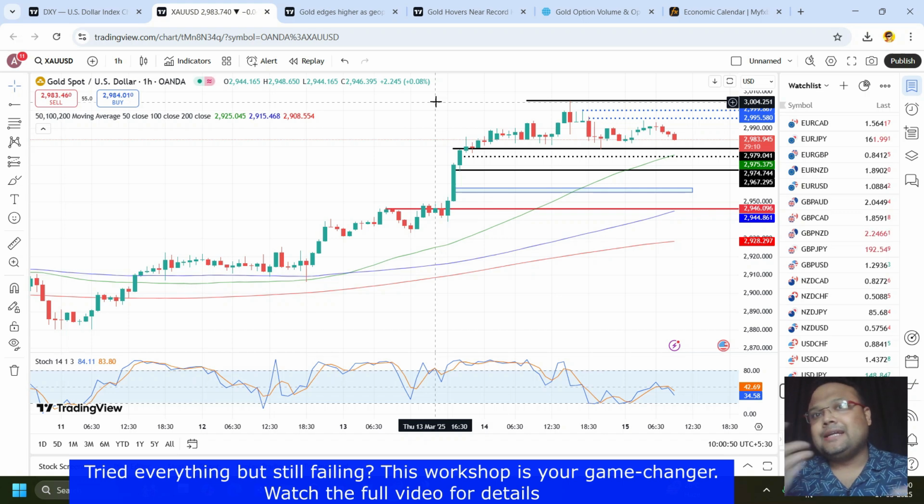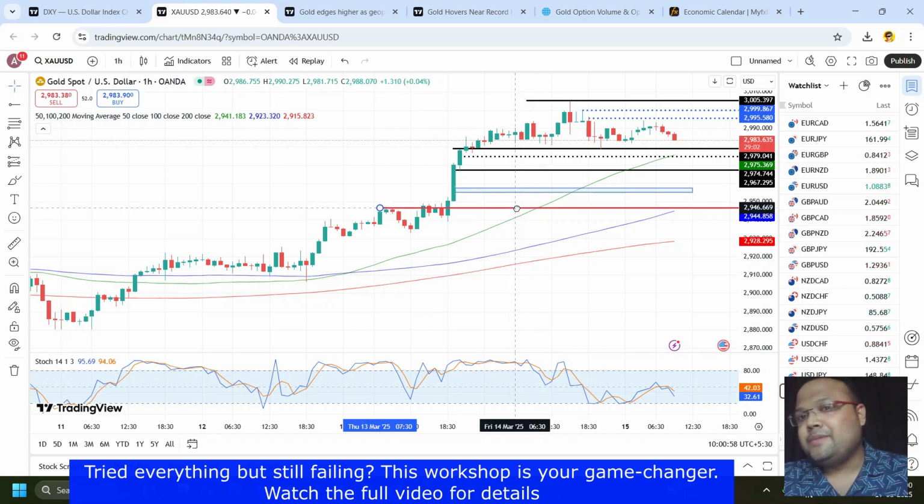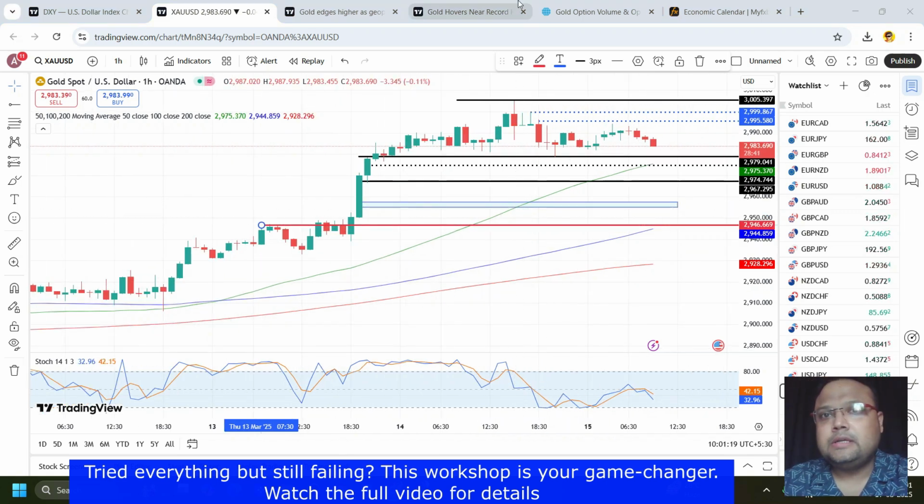Otherwise, as long as the market is like this, if we need to survive, we need to respect the trend. So as I said, the best support is this red line here, but the chances of the market coming down to this level are less. So the second best support is 2950 to 2955.